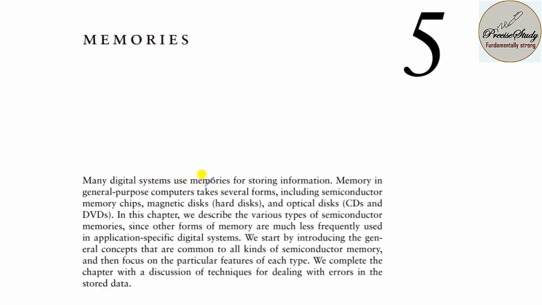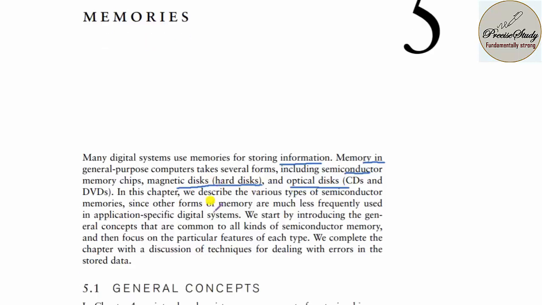Many digital systems use memory for storing information. Memory in general purpose computers takes several forms, which include semiconductor memory chips, magnetic disk or hard disk, and optical disk, that is CDs and DVDs. In the case of a cell phone, you will have an internal storage. That internal storage is not sufficient to store our data or to install applications, so we make use of an SD card in order to increase the memory size. This is one example of how we use memory.